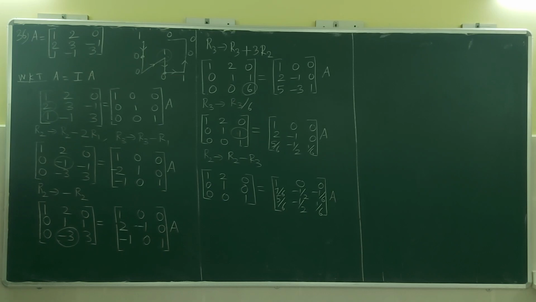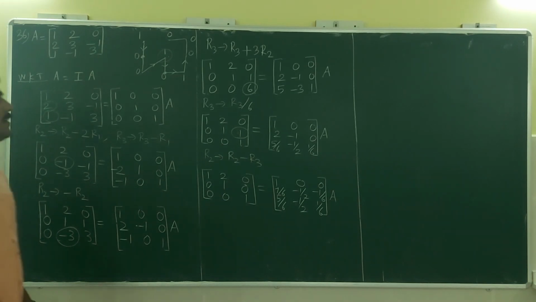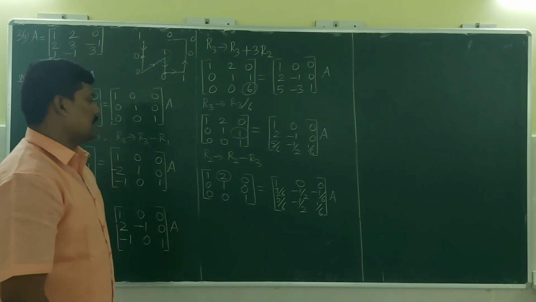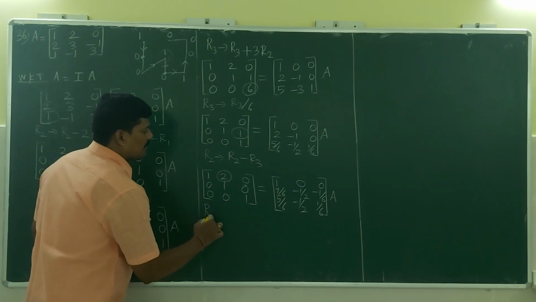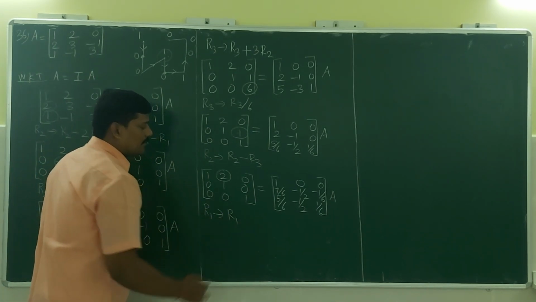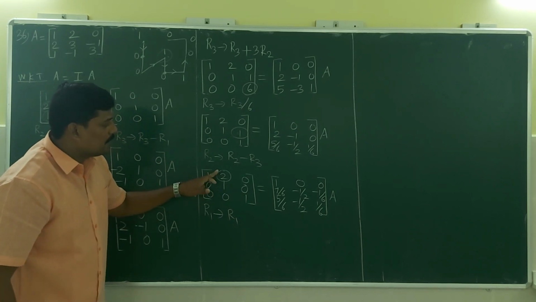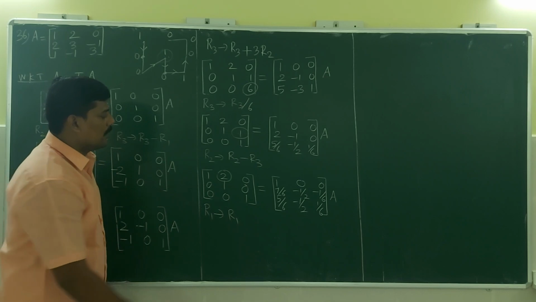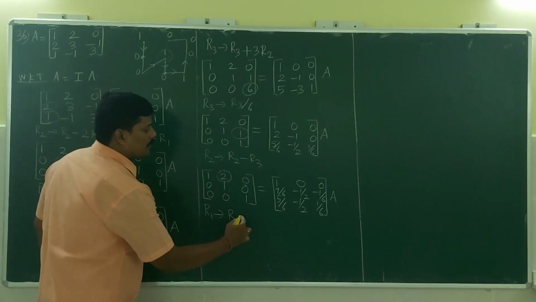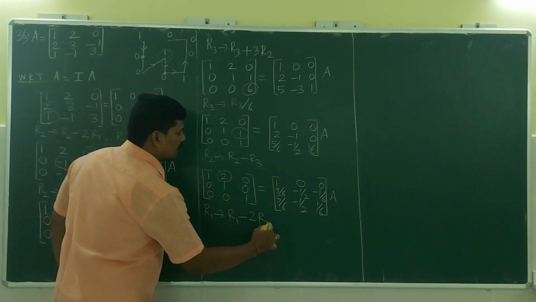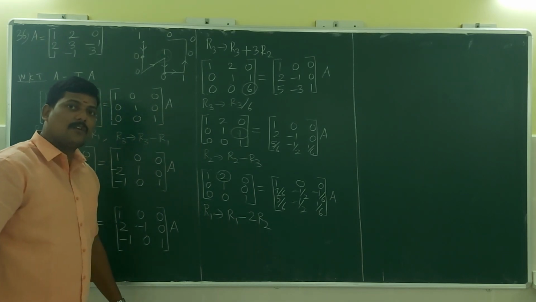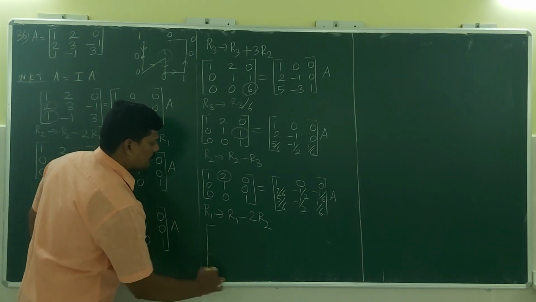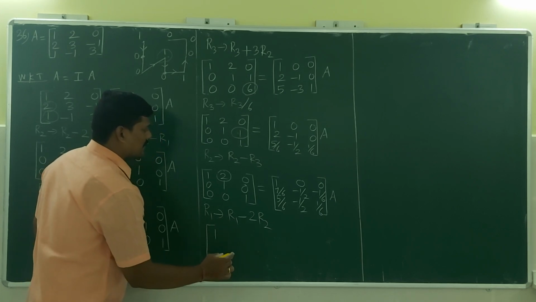Now the final step is I have to make this 2 as 0. The operation is R1 implies R1, I have to use the preceding term. I have to make this as 0. So 2 minus 2 into 1 will give you 0. So R1 implies R1 minus 2 times R2. Which means the first row and third row once again will be as this.